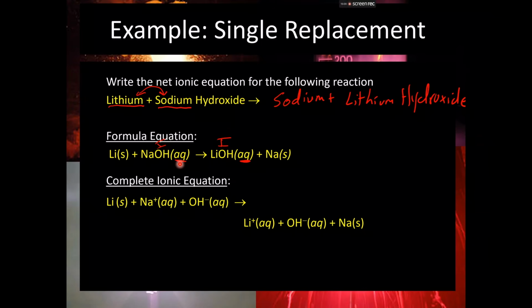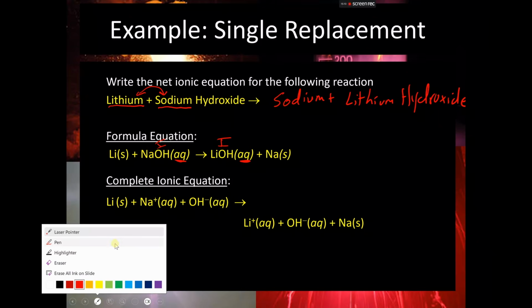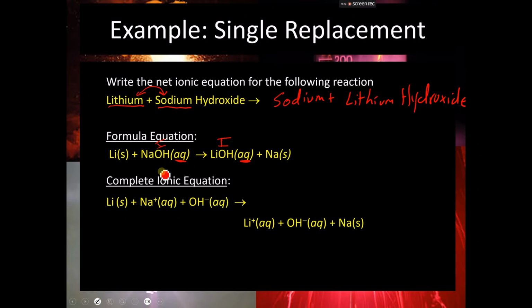Because sodium hydroxide is aqueous and it's ionic, we are going to separate that sodium hydroxide into the ions that make up the sodium hydroxide. So in this case, those ions are the sodium ion, which is going to become Na plus aqueous, and the hydroxide ion, which is going to become OH minus aqueous.